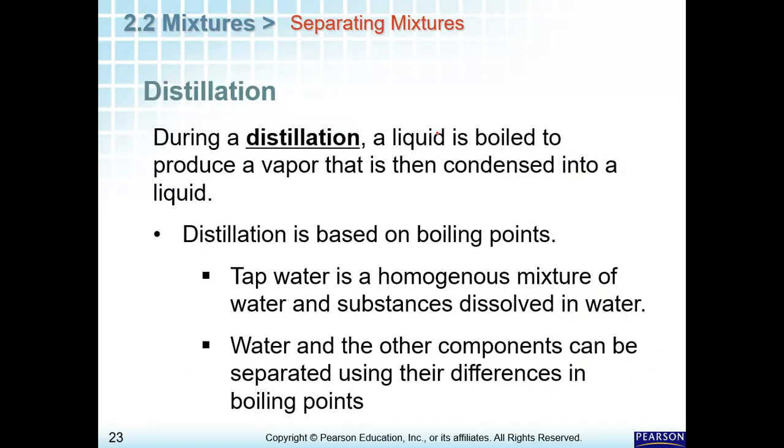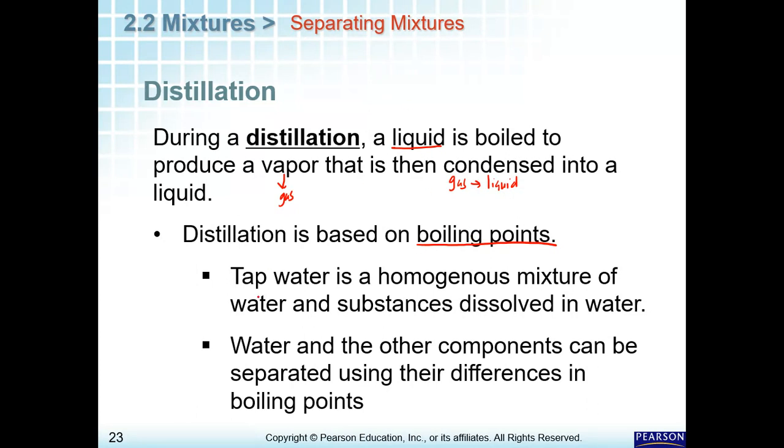The other type of technique for mixtures that is talked about in chemistry is distillation. Distillation is when a liquid is boiled to produce a vapor. Remember, a vapor is a gas. And then that gas is condensed into a liquid. So when we say condensed, it means we're just changing that gas that we created back into a liquid. And distillation is based on difference in boiling points. For example, something is going to turn into a gas before the other substance we're trying to separate out.